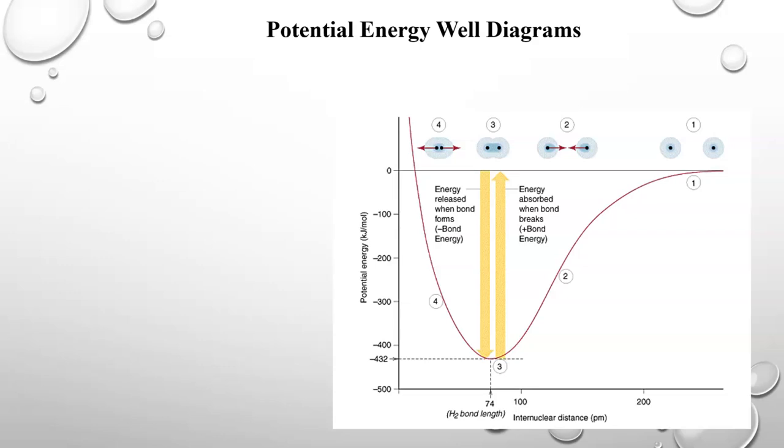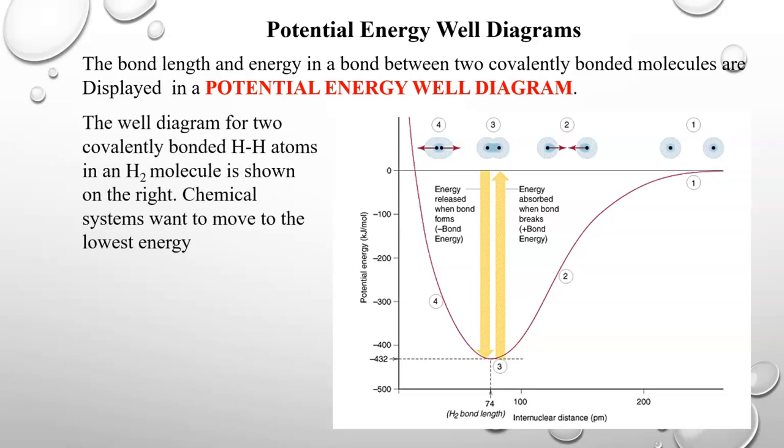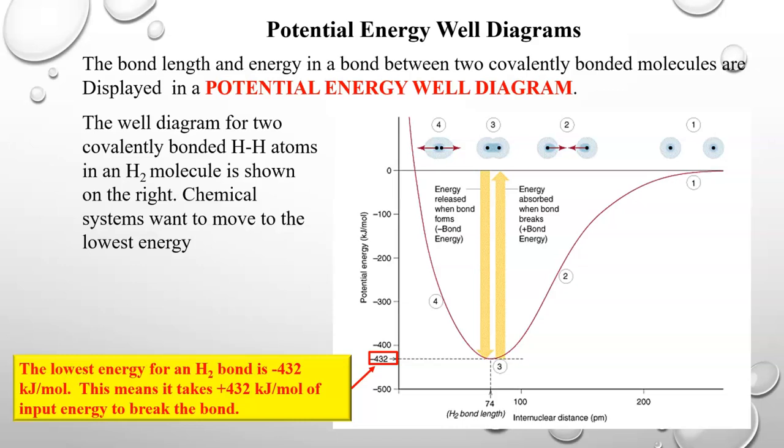Okay, now this is something there's an 80% chance they will test you on on the AP exam. It's called a potential energy well. The bond length and energy in a bond between two covalently bonded atoms are displayed in the potential energy well diagram. The well diagram for two covalently bonded hydrogen atoms, that's an H2 molecule, is shown on the right. Chemical systems want to move to the lowest energy. So the lowest energy for an H2 bond is negative 432 kilojoules per mole.